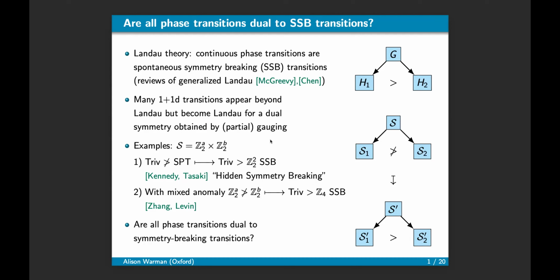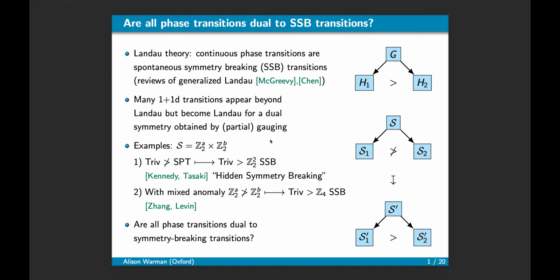So, seeing all these examples, the natural question is, are all phase transitions dual to spontaneous symmetry breaking transitions? So if we have some particular type of transition here, there always exists a dual symmetry in which it becomes like that. Yes? Are you going to say something about the transition? Sorry? What, the DBS? No, because I'm going to focus on 1 plus 1D. So I'm going to focus on analogues in 1 plus 1D.